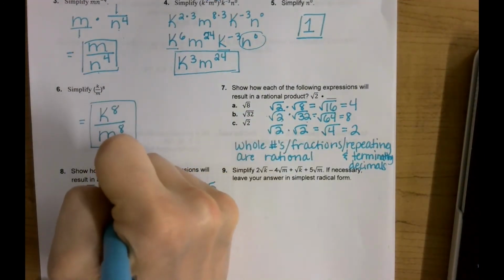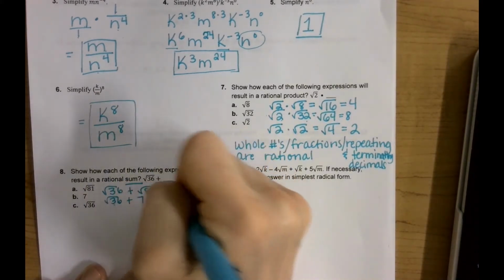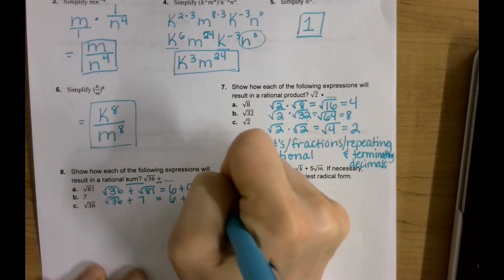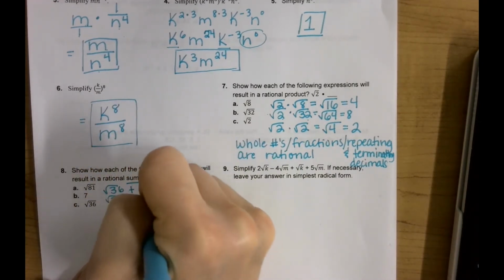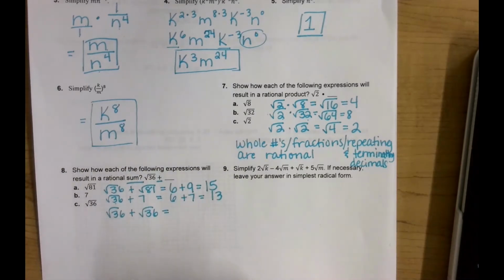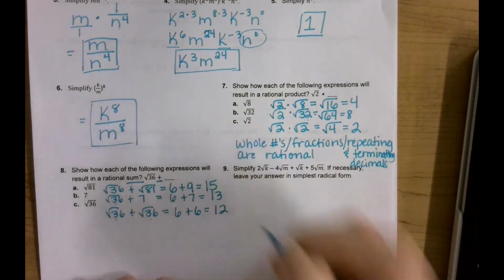Square root of 36 plus 7. Again, the square root of 36 equals 6, and then plus 7 is 13. Square root of 36 plus the square root of 36. We can simplify both of these as 6 plus 6 equals 12.